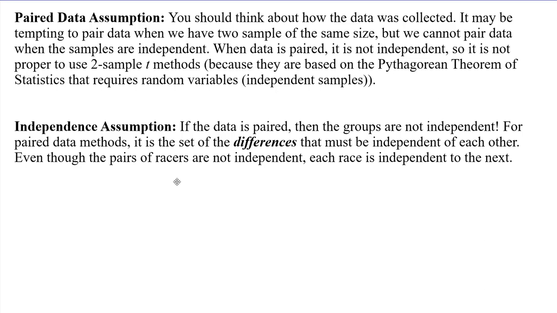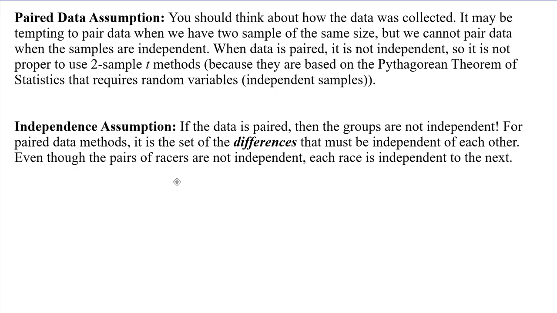It is a great way to reduce variation, but the only way we can do it is when the data is actually paired. Like if they're related, or it's the same person doing two different treatment groups, or, in this case, they were paired together because the environmental conditions were the same during their races. All right, so when data is paired, it's not actually independent, so it would not be proper for us to use the Pythagorean theorem of statistics because they're not two random samples.